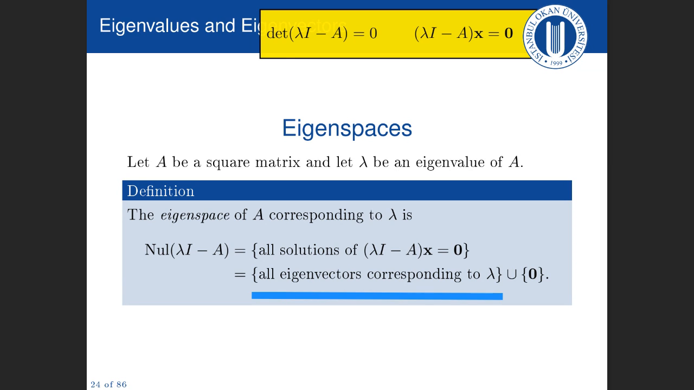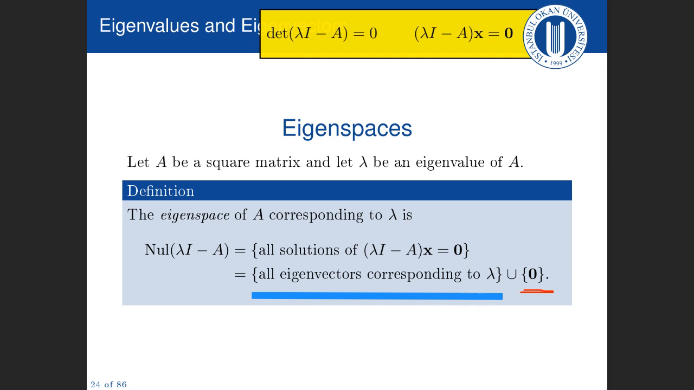Why is it not a subspace? It's not a subspace because it doesn't include 0. Remember, 0 cannot be an eigenvector. If we take this set and we add in 0, then we do get a subspace. And this subspace is called the eigenspace of A corresponding to lambda.